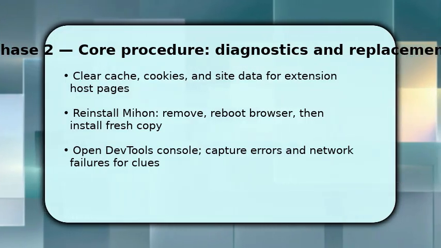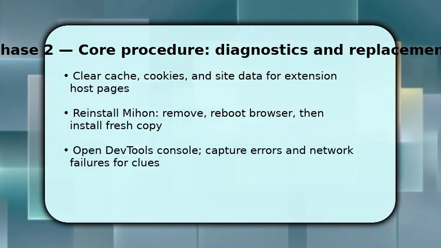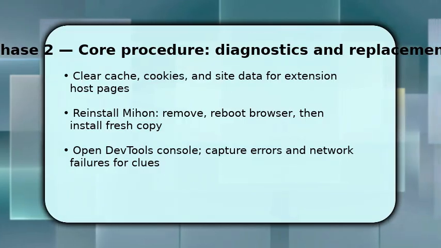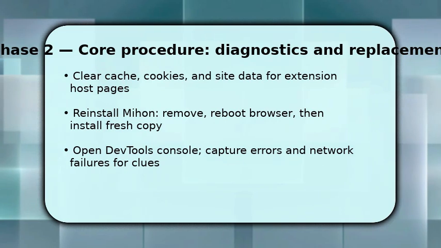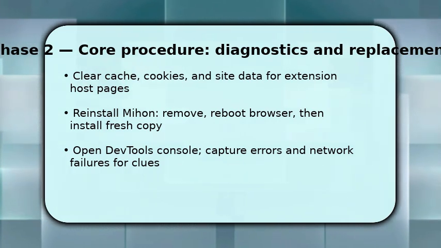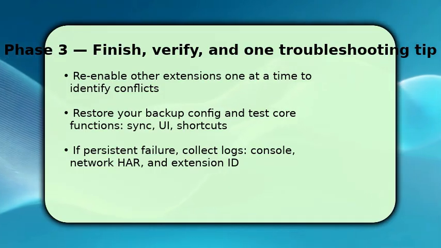Watch for 404s, CORS errors, or blocked resources. These tell you why features fail. If you see blocked requests, make a note of exact file names and error codes, then adjust permissions or server settings accordingly. To finish, re-enable other extensions one at a time and test Mihon after each.